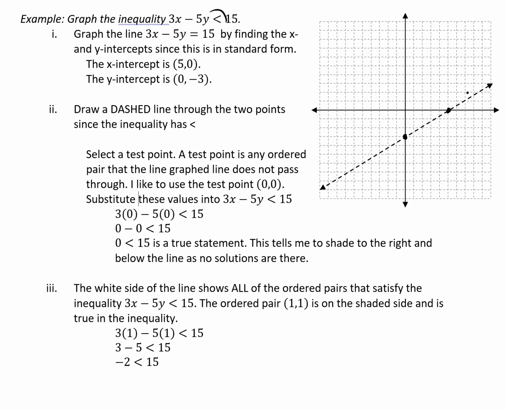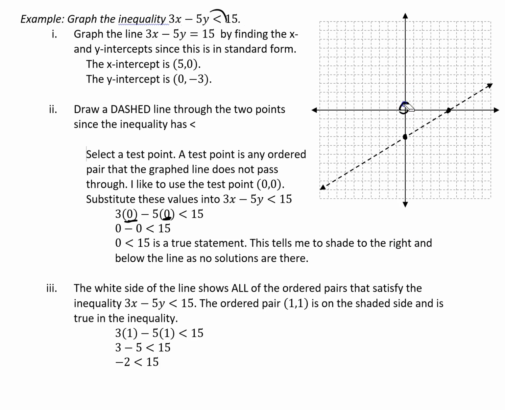Now I need to decide what side of that line I'm going to shade, because remember, the line separates where the true answers are from where the false answers are. Now I need to select a test point. A test point is any ordered pair that the graphed line does not pass through. I tend to like to use the test point (0, 0) because it's easy arithmetic. So I put 0 in where the variable x is, I put 0 in where the variable y is, and simplify. I get the statement 0 is less than 15. This is true.